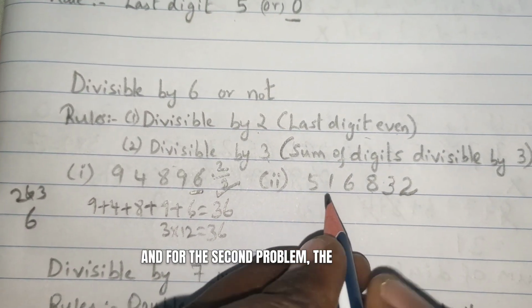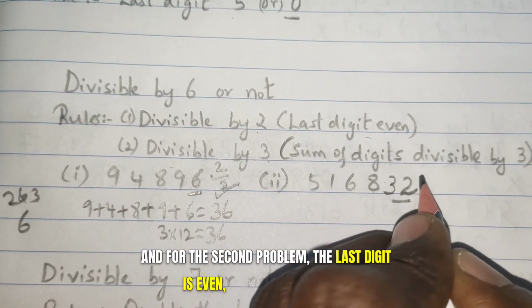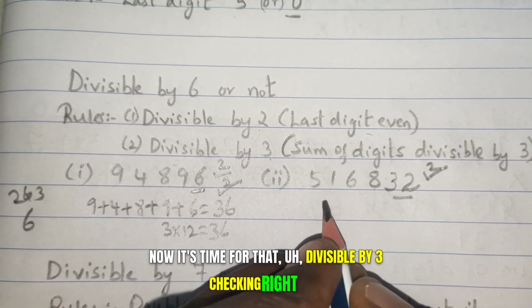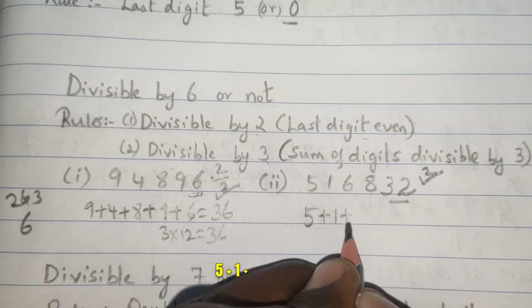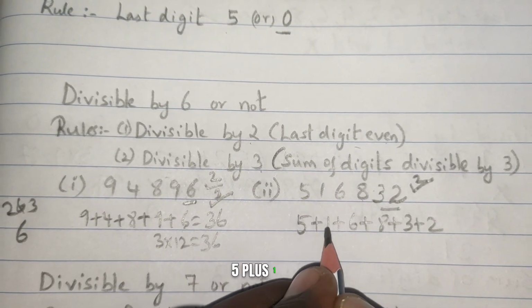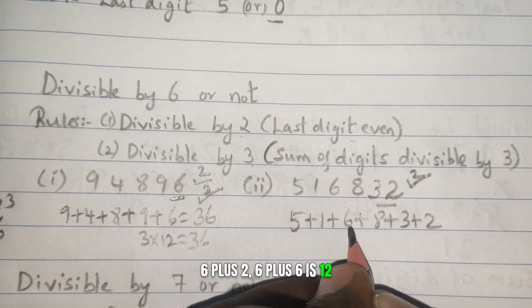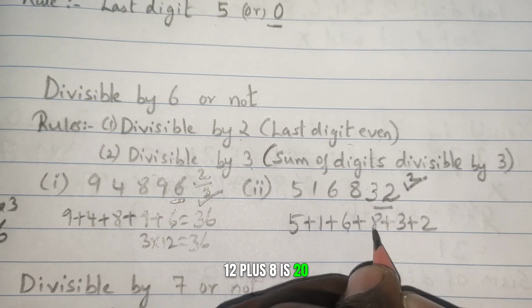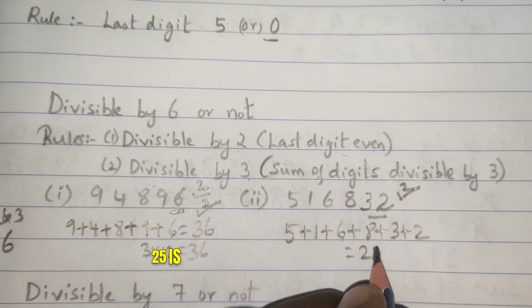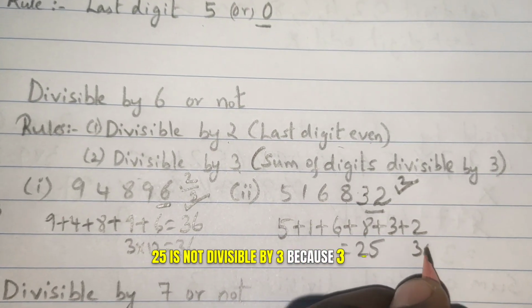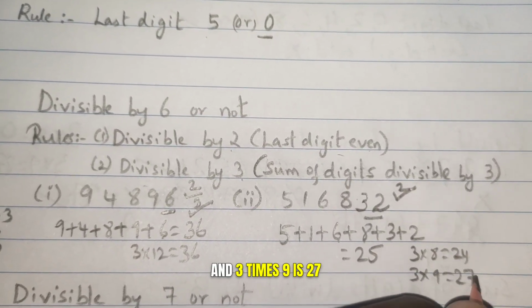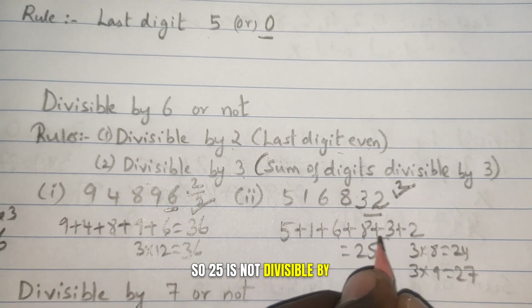And for the second problem, the last digit is even, so it is divisible by 2. Now it's time to check divisibility by 3. 5 plus 1 plus 6 plus 8 plus 3 plus 2. 5 plus 1 is 6, 6 plus 6 is 12, 12 plus 8 is 20, 20 plus 3 is 23, and 23 plus 2 is 25. 25 is not divisible by 3 because 3 times 8 is 24 and 3 times 9 is 27.